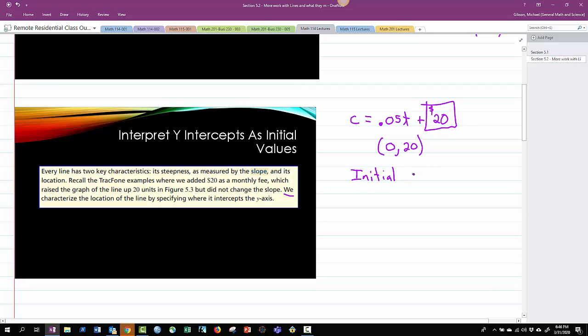In this case, it's the initial cost, when you haven't even used the phone a single minute. Right at the beginning of the month, before you've taken a call or made a call, you're going to pay 20 bucks. It's the starting cost. So the y-intercept is the initial cost, or in general, the initial value. This time it's a cost because this equation is about costs.